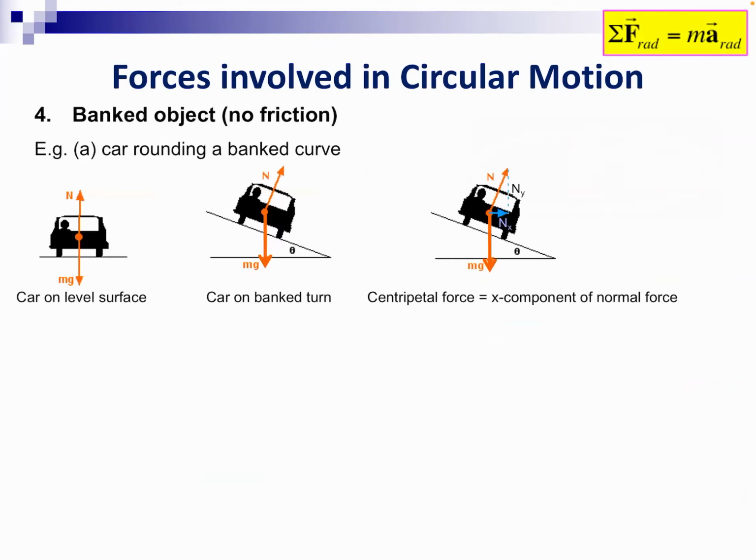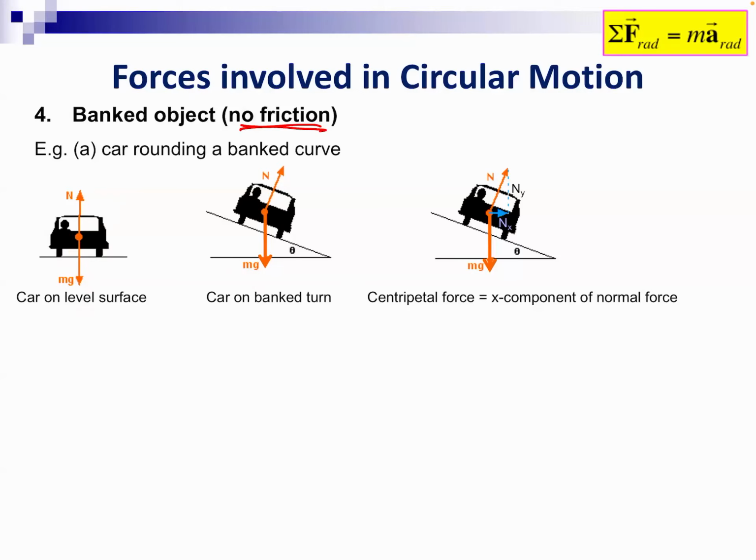Okay, there's one special scenario called a banked curve. If the object rounds a curve on a normal level surface, we only have these two forces on the car. Let's say there's no friction. You only have the weight force that's downwards and a normal force that's upwards.